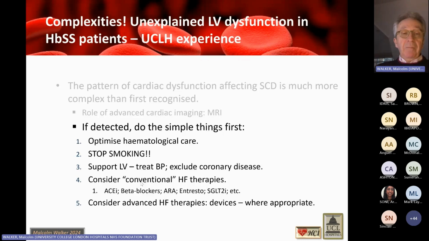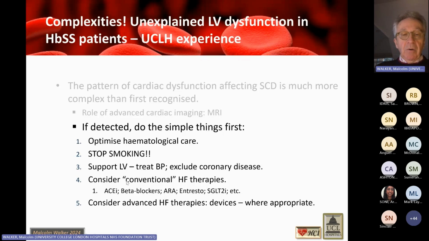Again, all I'll say is that if we start detecting these changes early, we need to optimize, that is, reduce the amount of hemolysis, increase the level of hemoglobin, ensure that all their hematological care is absolutely optimal, and try and support the ventricle if they're hypertensive, to treat it intensively. The thresholds for introducing blood pressure treatment are much lower, I think, in the sickle community, and GPs will send our patients away, saying, oh, your pressure is only 140 over 90. In this group, it probably should be nearer 120 to 130.